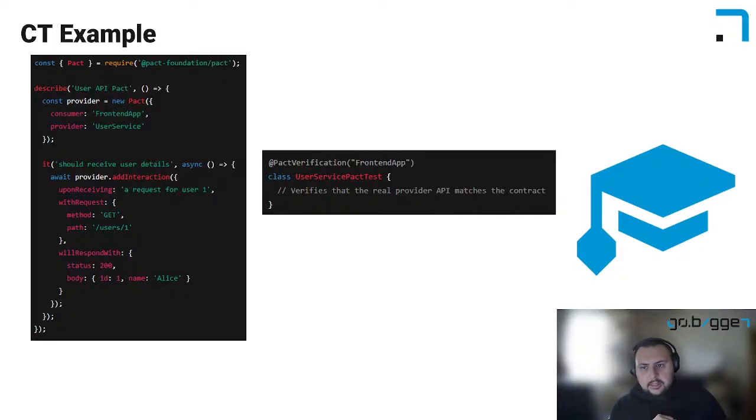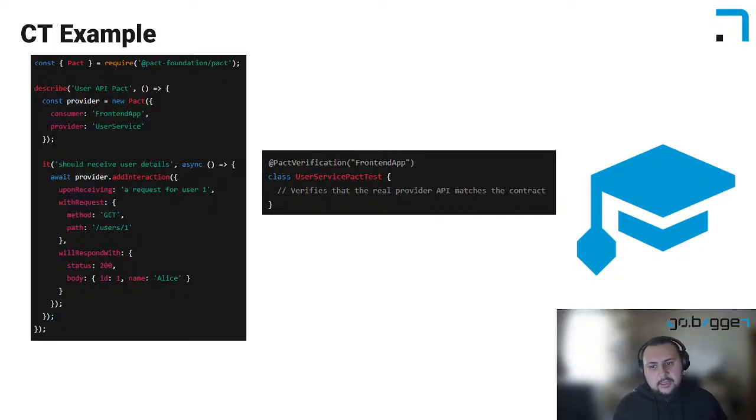The real test begins afterwards. It should receive user details, and then we wait for the provider to add our interaction. In this case, upon receiving a request for user one, we are looking for the request that acts as a receiver for user data of the user with the ID one. With the request method, in this case GET, and the path is going to be /users/1. That's the path that we are actually calling as the request.